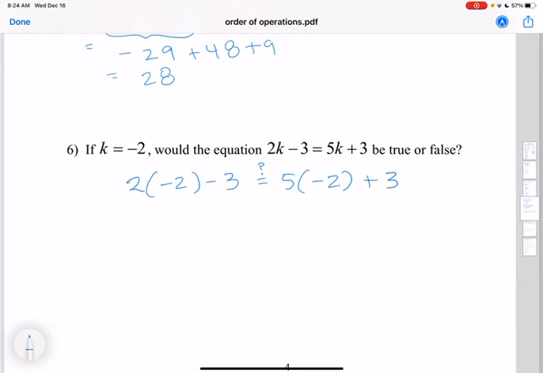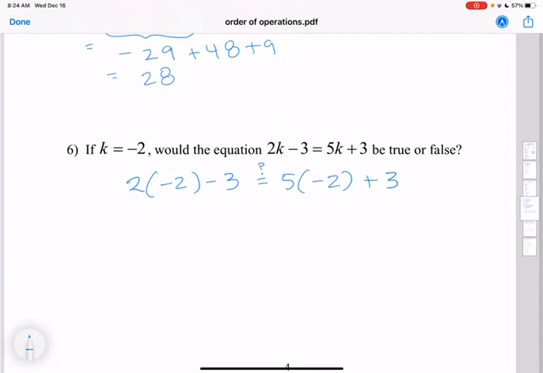Okay, so we don't know if that's true or not. And then let's go ahead and solve the left side, solve the right side. And if we get the same for both the left and the right, that means it's true. If we end up with something weird like 2 equals 5, 2 equals 5 doesn't make sense. That would be false. Okay, so go ahead and hit pause. Come back when you're ready.